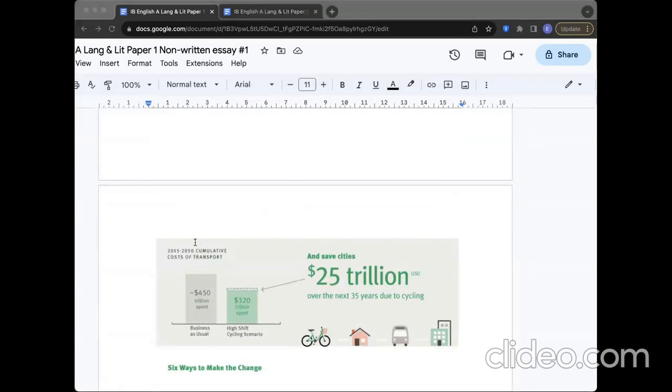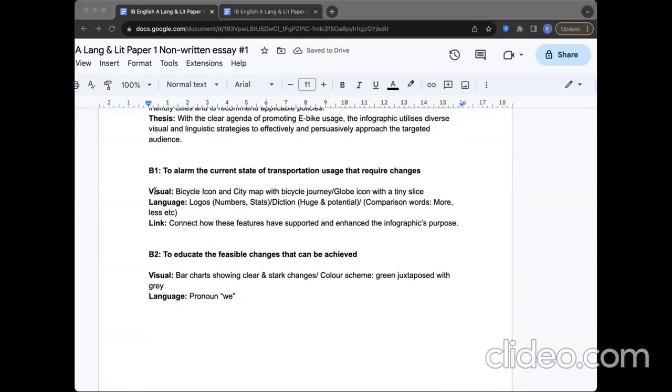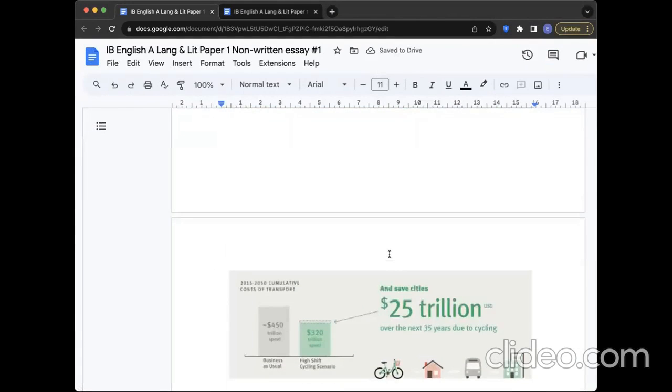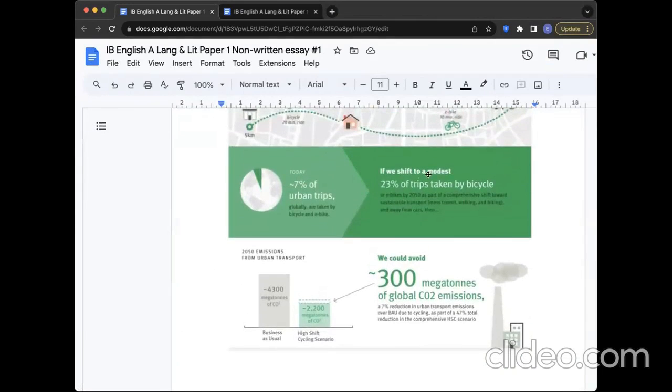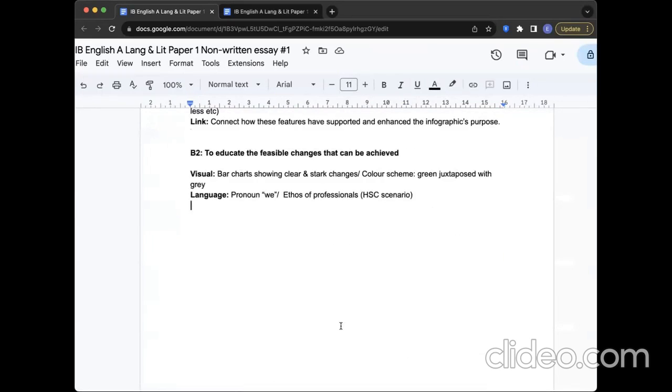Even for the language usage, the infographic is using the pronoun we, which somehow promotes community spirit or a cooperative spirit. We can do it, let's do this, things like this. Also, we can't neglect the ethos of the professionals in the HSC scenario. They're giving some professional scenario. Yeah, make it persuasive.